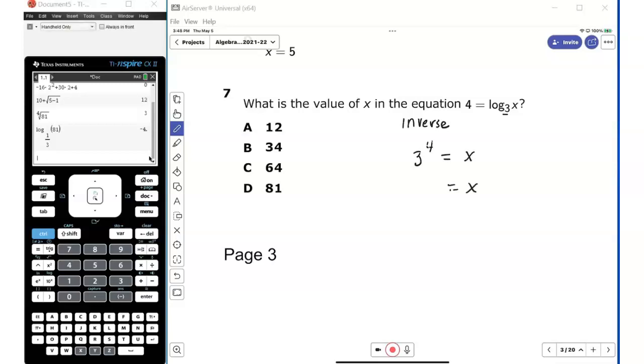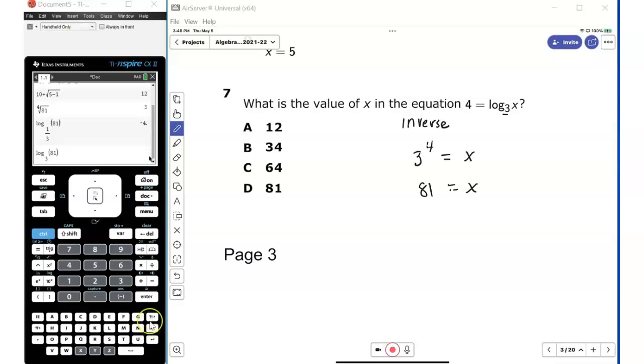So 3 times 3 is 9. 9 times 3 is 27. 27 times 3 is 81. So if you want to check, we need to go ahead and substitute the value of 81 in for x. So I'm going to go ahead and do that and show that in the calculator.